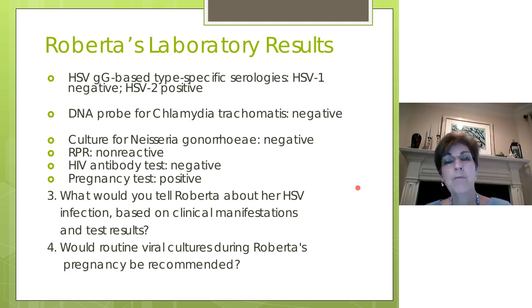The DNA probe for chlamydia was negative. The culture for gonorrhea was negative. RPR was non-reactive. HIV test was negative, and her pregnancy test was positive. So what would you tell Roberta about her HSV infection based on the clinical manifestations and test results? Does she have active herpes?